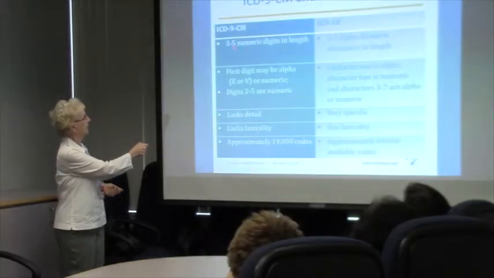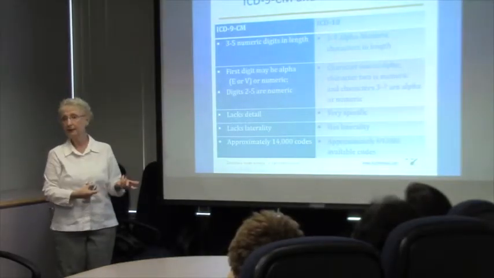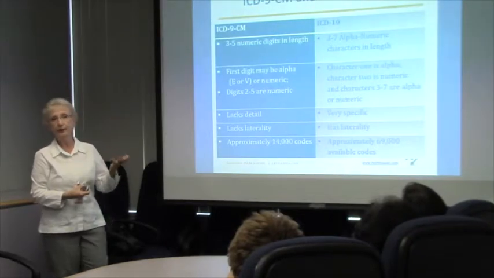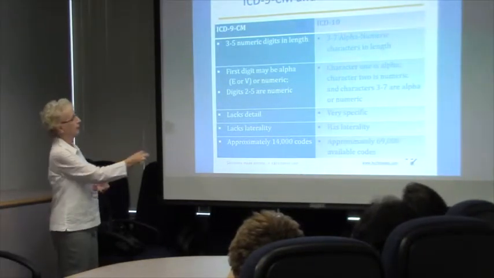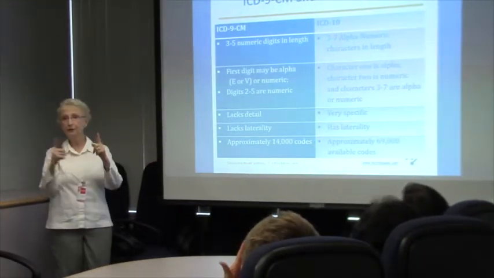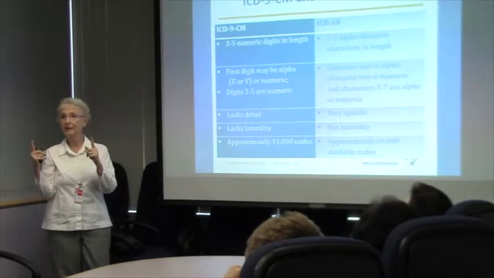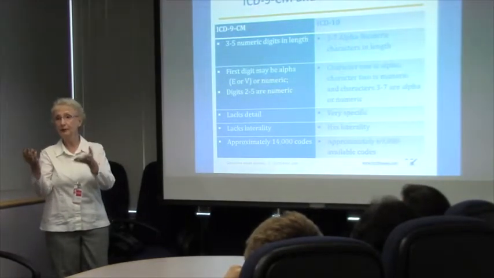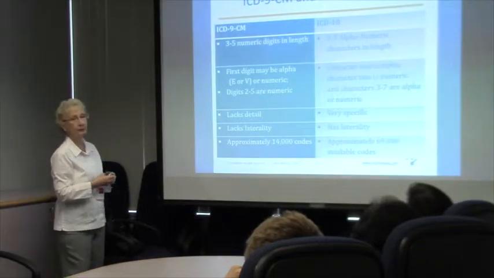So we're increasing from 5. Not every code has 7, but a lot of them have 7. A bunch have 6, a lot have 5. So just the sheer size of what you're going to be receiving from a claims perspective will be increased.